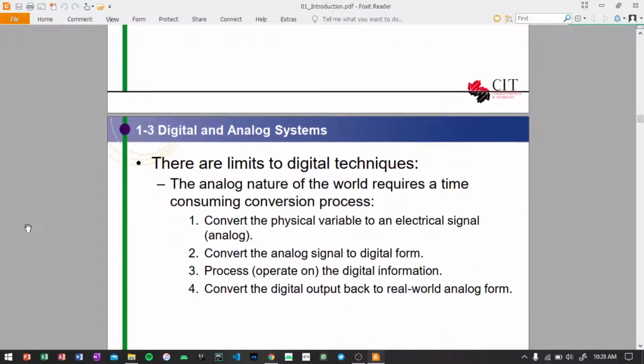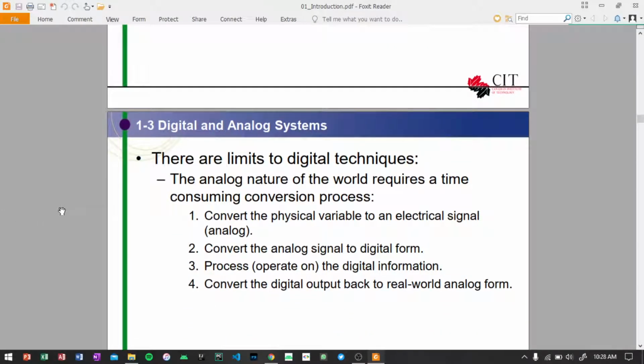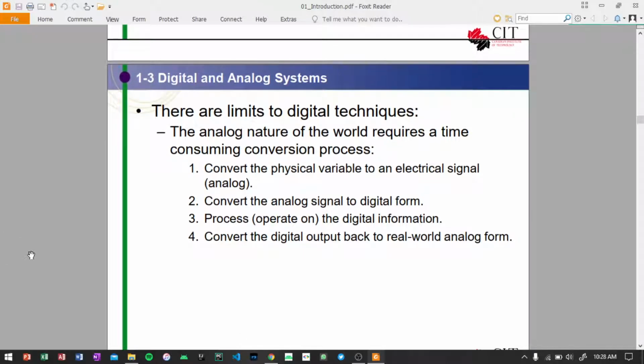There are limits to digital techniques, of course. This is one of the drawbacks. We cannot convert them all because the analog nature of the world requires a time-consuming conversion process. So, yes, we can convert the physical variable to an electrical signal form, but it is limited.